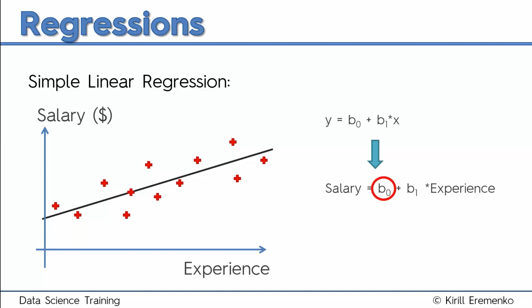So what does the constant mean here? Well, the constant means the point where the line crosses the vertical axis. And let's say it's $30,000. What does that mean? It means that when experience is zero, as you see on the horizontal axis, then in the formula on the right, you can see that the second part, B1 times experience, becomes zero. So salary equals B0. That means that salary will equal $30,000 when a person has no experience.